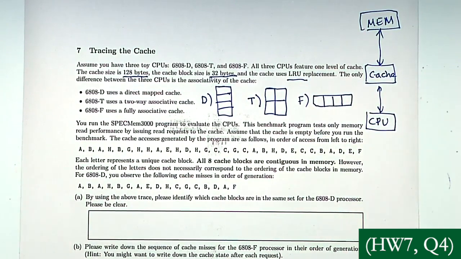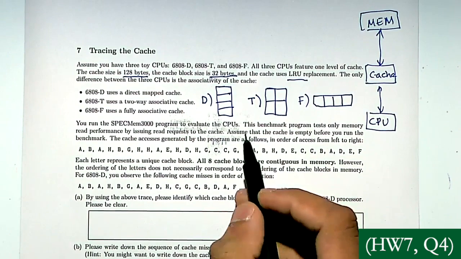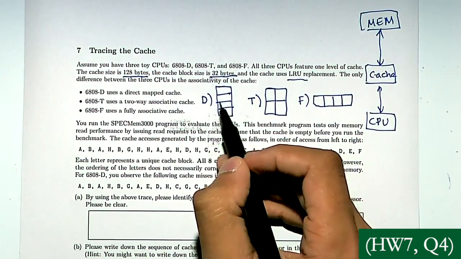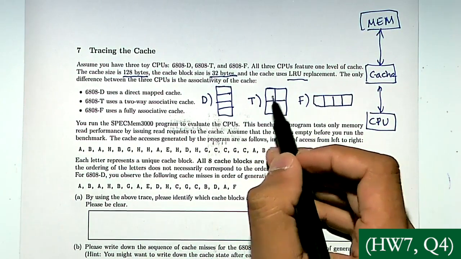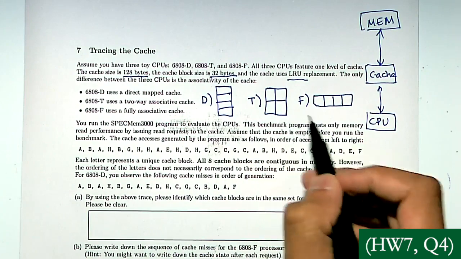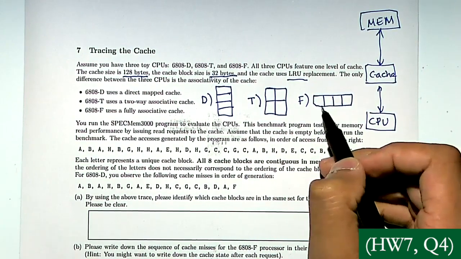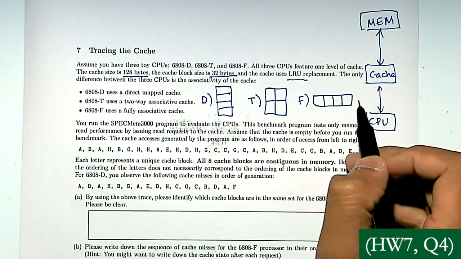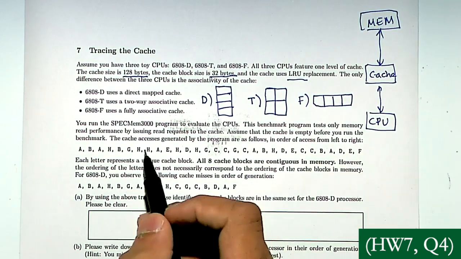All right, so when each of these caches store a block, in D, it's mapped directly to only one set. With T, it's mapped to one of these sets, but it could go in either way. And with F, all blocks are going to be mapped to this one set, but they could occupy any of these ways. All right, so we have these three caches.